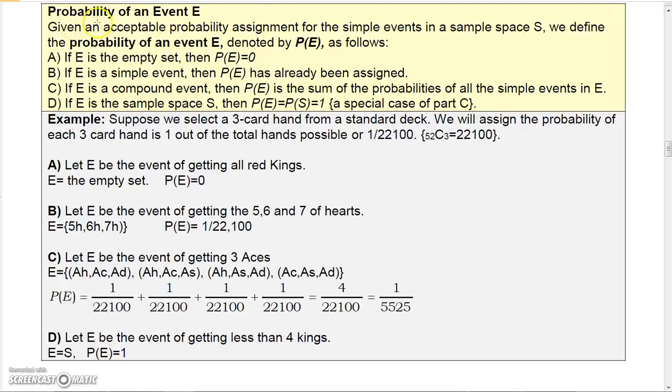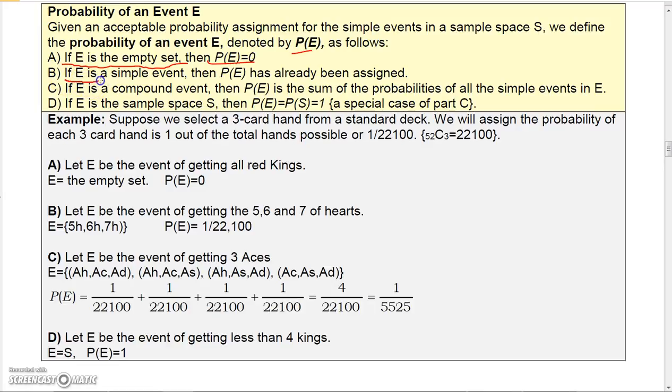Okay, let's go ahead and continue talking about how we can find the probability of an event E. Let's assume that you've either been given or have determined an acceptable probability assignment for all the simple events in your sample space. Then once you've done that, we can give the probability of some event E using this notation as follows. If your event is the empty set, in other words it has no elements from the sample space, then the probability of that event is 0.